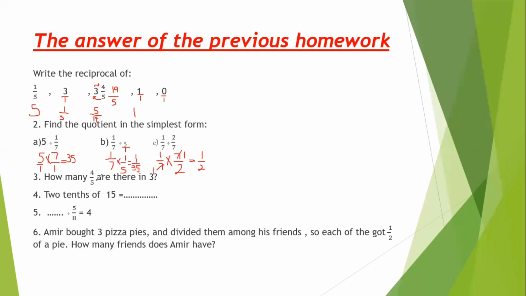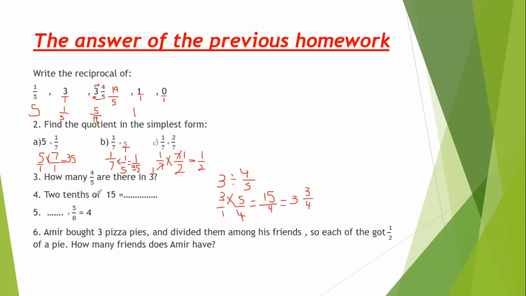How many 4 over 5 in 3? That means you will share 3 between 4 over 5. Keep 3, change times, flip, I write it 5 over 4. Now multiply numerators and denominators. 3 times 5, 15. 1 times 4, 4. Now simplify. You can ask yourself, how many 4 in 15? So 3 and 3/4.